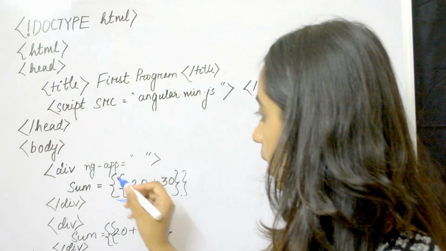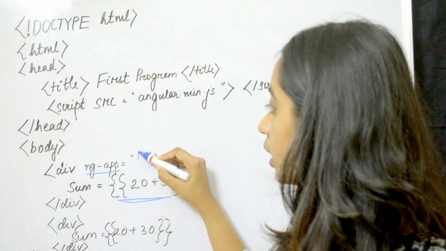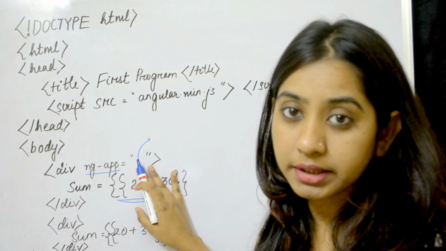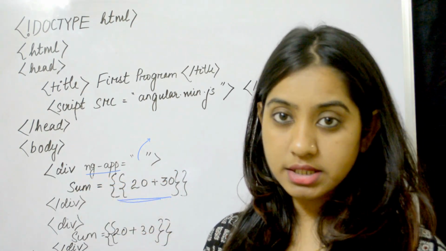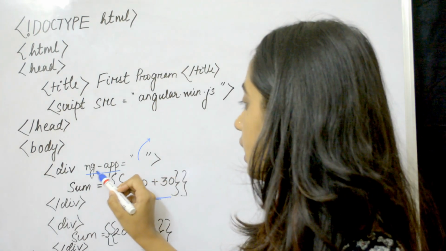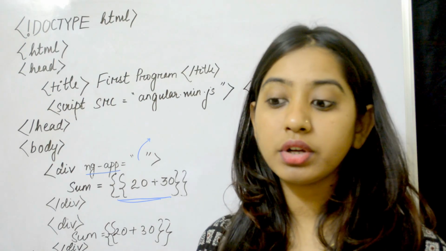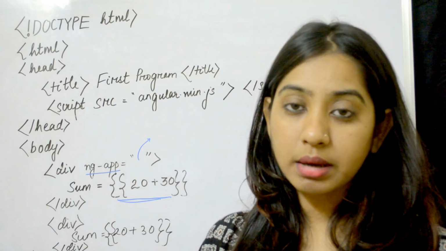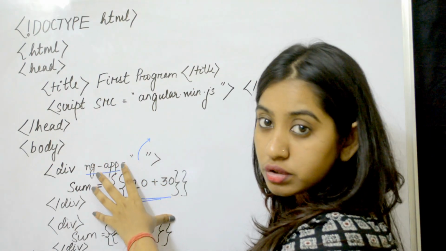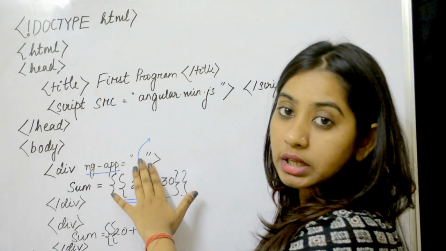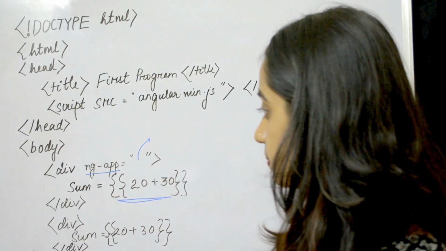You can see one more thing: we have ng-app equals and then double quotes, with nothing mentioned inside. For the time being, we haven't created any module, hence we just write ng-app and the double quotes. If we have modules, which we will create in our coming sections, and want to include a particular module for a particular division, then we can include the module name here, ng-app and the specific module name. That should serve our purpose.